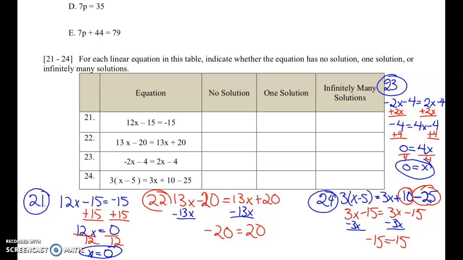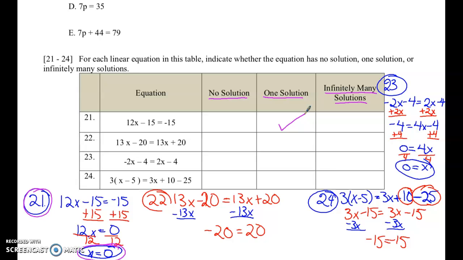Okay, so we have 4 more problems to be able to look at to finish up this review. So 21 through 24, we're looking at these equations and we have to decide, do they have no solution, one solution, or infinitely many solutions? So I already have each equation solved because we have to solve the equation to be able to figure that out. So if we look at number 21, which is right here, when we solve it, we have that x equals 0. There is only one solution. So number 21, the answer is one solution.